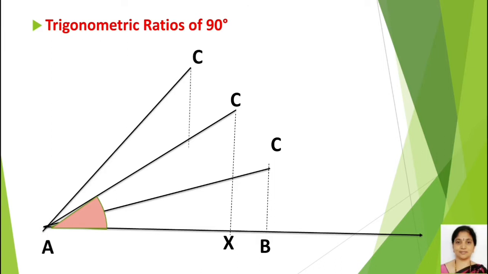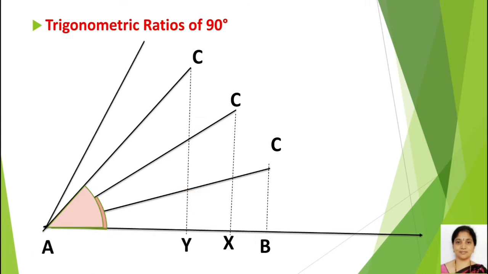Now draw the perpendicular line from C to the ray. Then CY becomes the new opposite side. Just observe that when the angle is increased, from the first figure to the second figure the opposite side is increasing, and from the second to the third it increases even more. And if you observe the adjacent side, it is decreasing here.